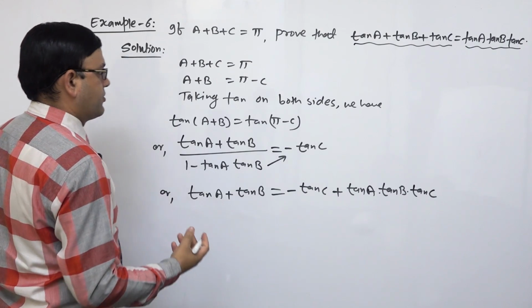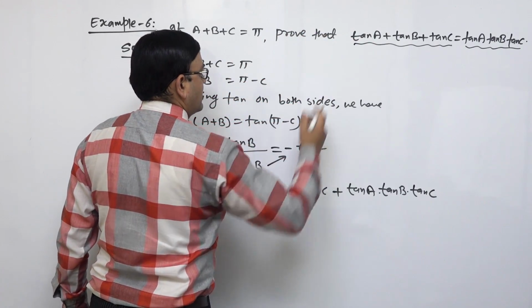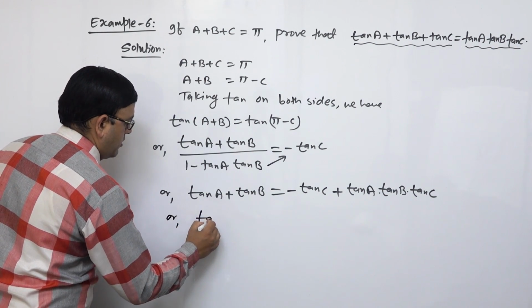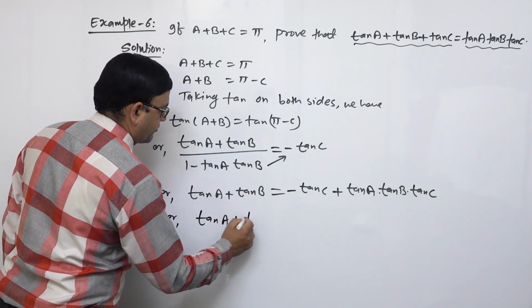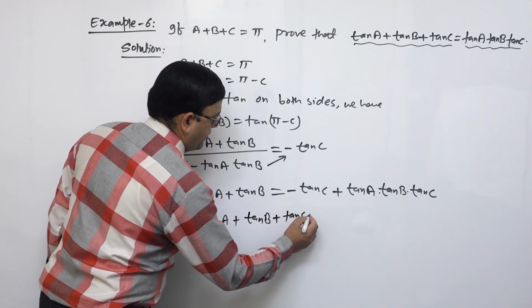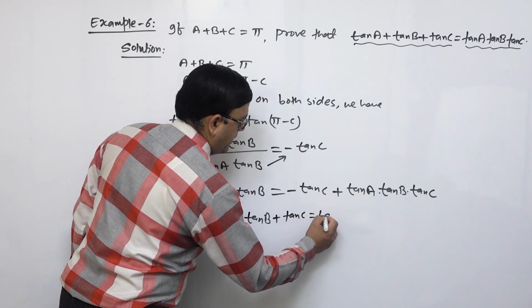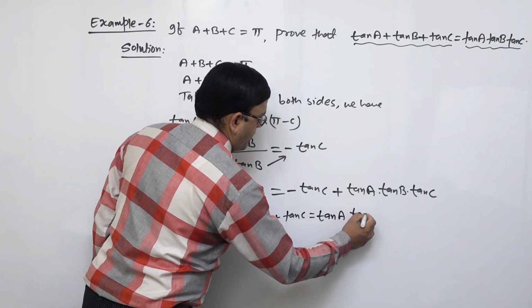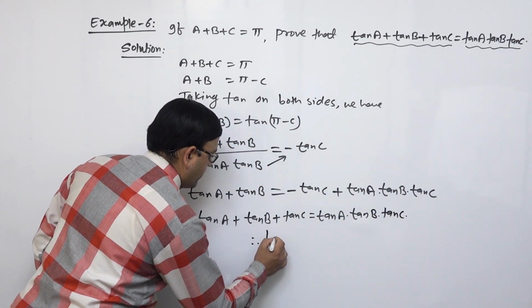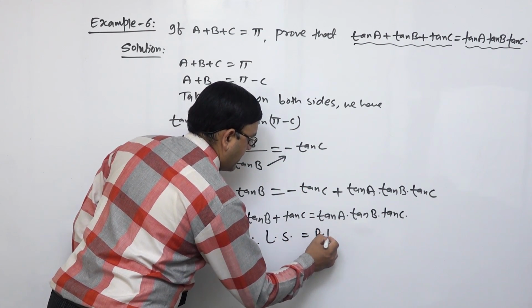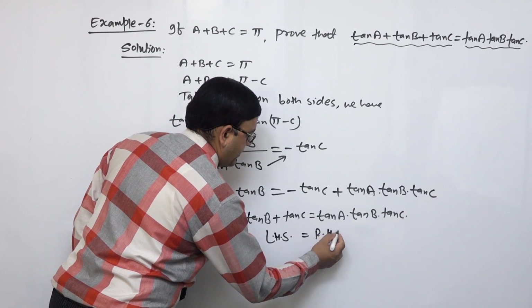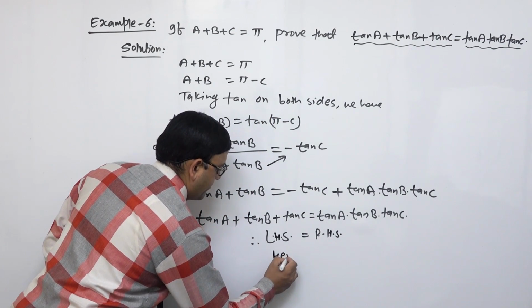So let's arrange these terms to show this LHS and RHS. So you can write tan a plus tan b, and this minus tan c comes here, and then plus we have tan c is equal to tan a tan b tan c. Therefore in this way we got left side is equal to right side. Left hand side, right hand side. Hence proved.